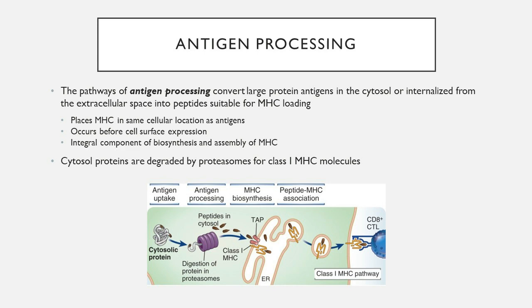Now, being that antigens are typically derived from very large proteins and not short peptides, cells must first undergo antigen processing to convert these large protein antigens, either in the cytosol or internalized from the extracellular space, into peptides suitable for binding. Now, because this is actually where MHCs also get processed and made, this helps ensure that the MHCs are in the same cellular location as the antigens. It's also important to note that this occurs before the cell surface expression of the MHC.